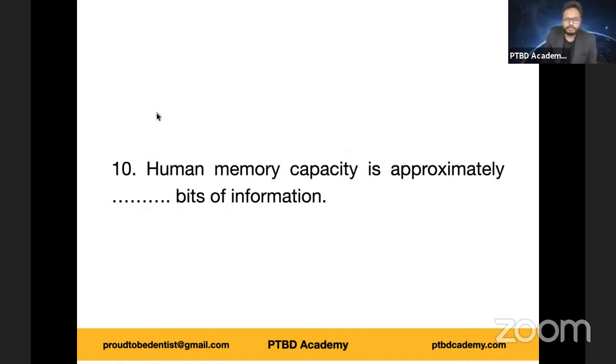Now, finally, this is something which I already discussed in one of the shorter-form videos, Insta Reels as well as YouTube Shorts. So let's see how many of you are going to answer it right. Human memory capacity is approximately dash bits of information. There can be varying answers, but I had taken one reference and shared it with you. If you remember, try answering this. And no matter what you answer, plus 10 will be your score.